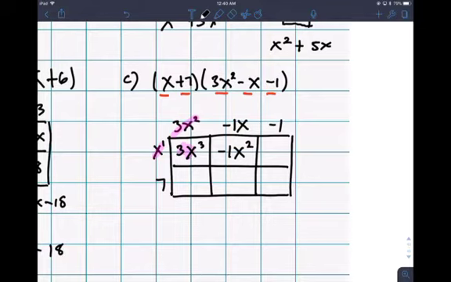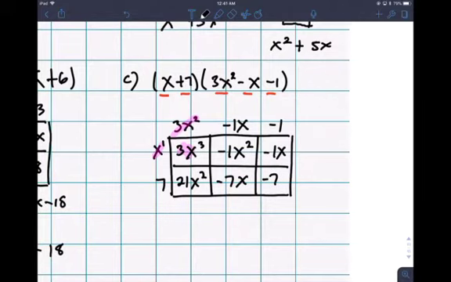X times negative 1 becomes negative 1x. So moving on to the next box, 3x squared times 7. 3 times 7 is 21, so it's going to be 21x squared. Next box is 7 times negative 1x. So 7 times negative 1 is negative 7x. And always remember the last box, 7 times negative 1 is negative 7.